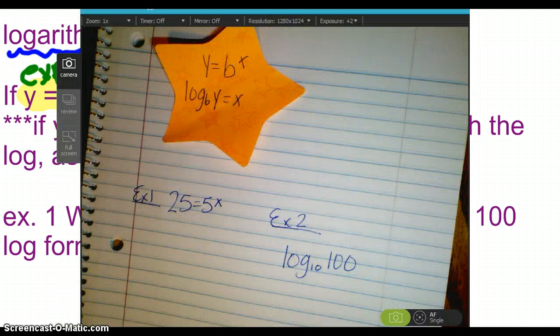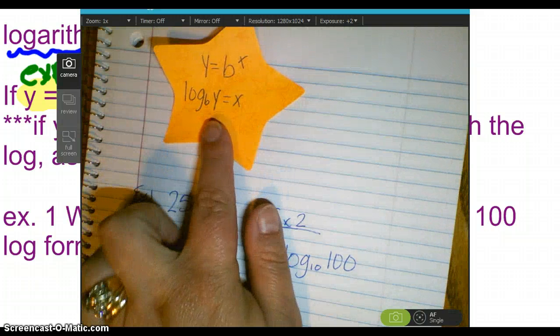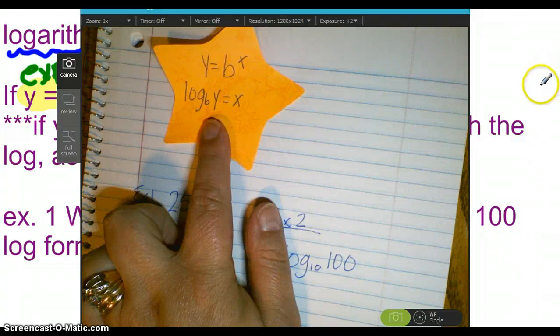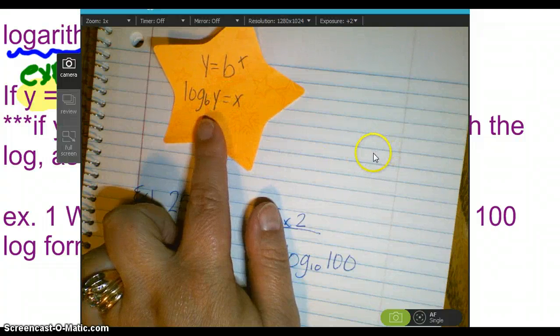Now I want you to also take a look at this piece. Notice on here that I have actually added a little post-it note that has both the exponential stuff in there and the log form in there, because we're going to go back and forth. And I'm going to pull this out several times as we go to solve the problems that we have today.